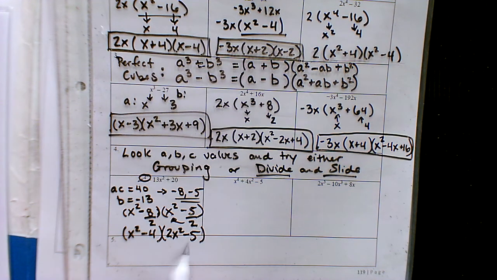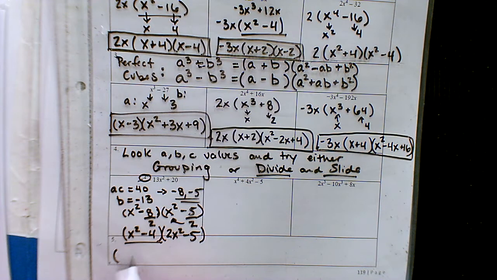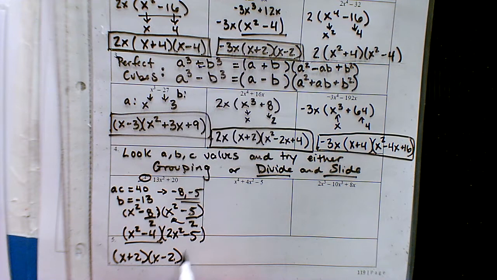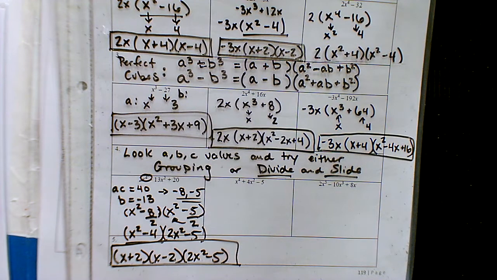So we're officially done with the divide and slide method, but we've got to ask ourselves, can we keep going? Is there another technique? What do you see? Yeah, difference of squares. x squared minus 4. So this would be x plus 2, x minus 2, and the other factor will stay the same. So you might have to use more than one.